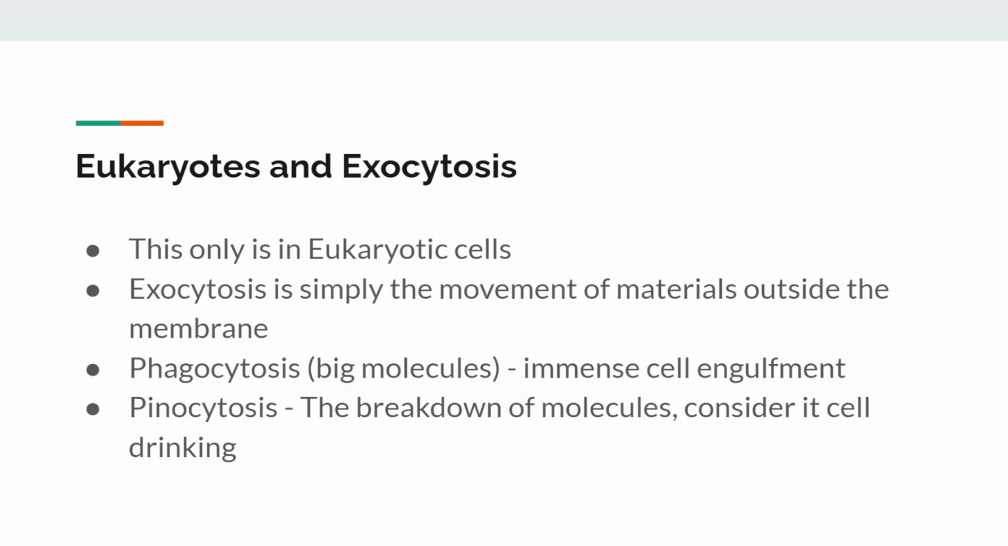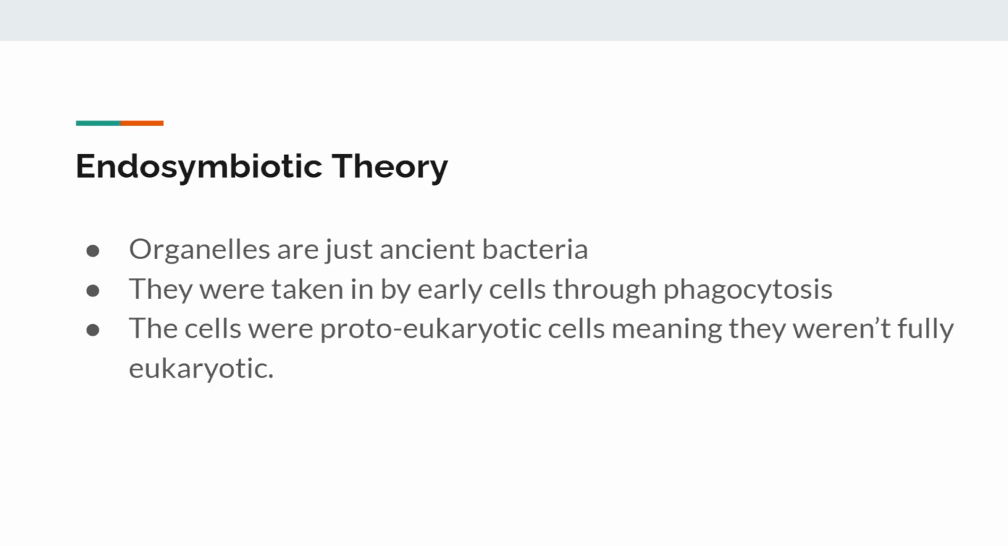Now exocytosis, which is only in eukaryotic cells, is the movement of materials outside the membrane. And if you know the difference between exo and endo, then endocytosis will come to you naturally: it's the movement of materials inside the cell. Phagocytosis is cell engulfment, which just means that it eats solid food particles. And pinocytosis is considered cell drinking, because it's small molecules that it's consuming.